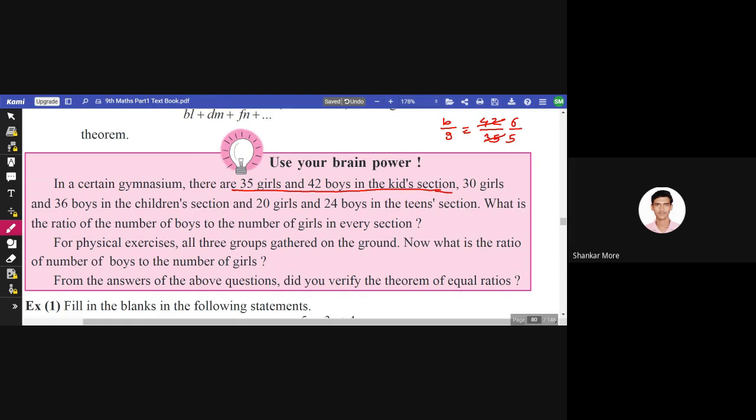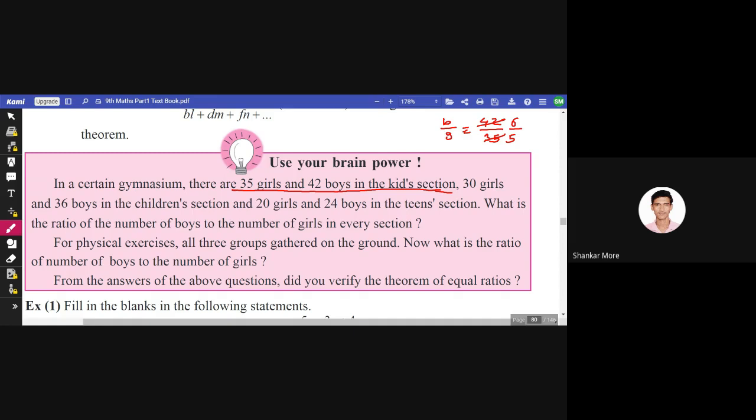Now for next section, see 30 girls and 36 boys in the children section. अभी children section के लिए हमें ये रेशो निकालना है. So what is it? Can you find out? What is the ratio of boys to girls? 36 boys and 30 girls. That means again we can divide by 6. So again it would be 6 is to 5.